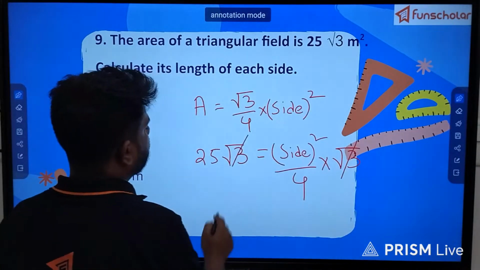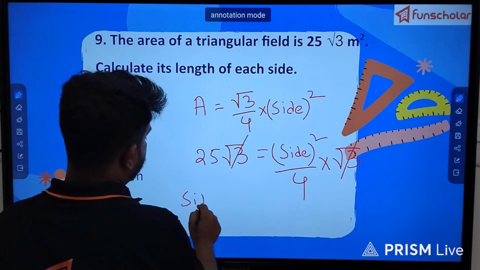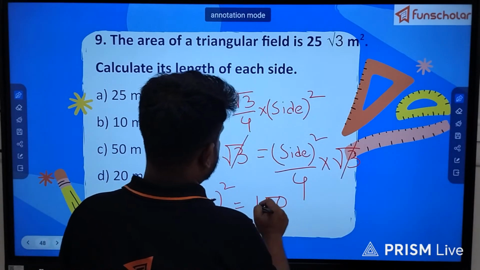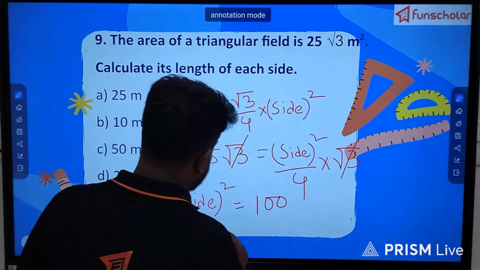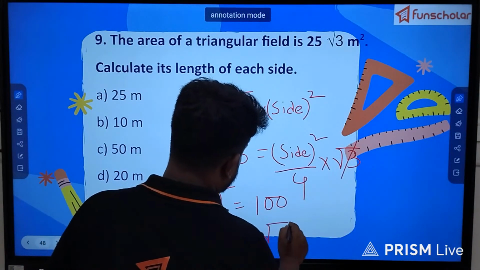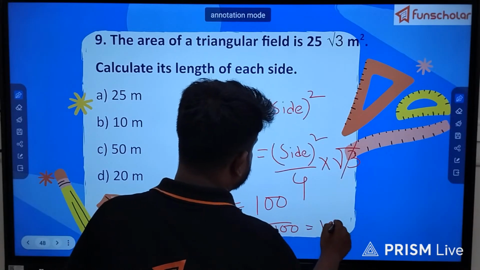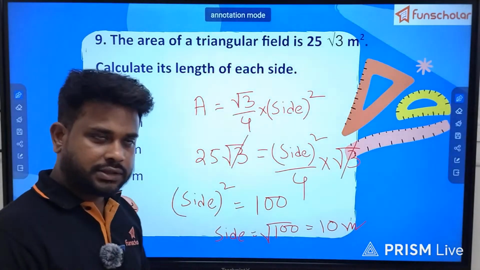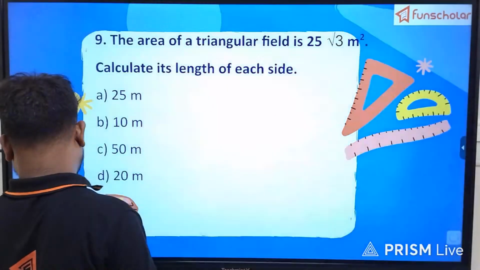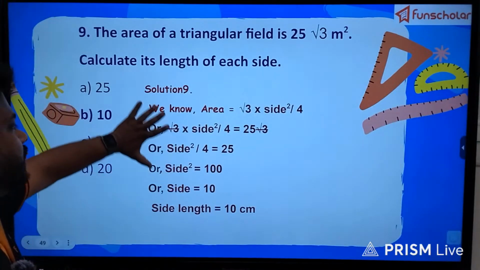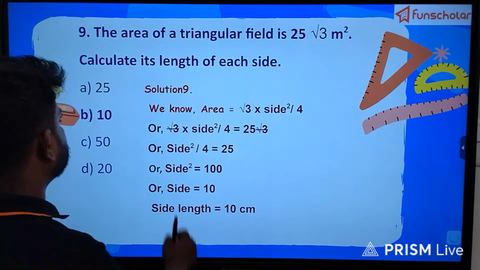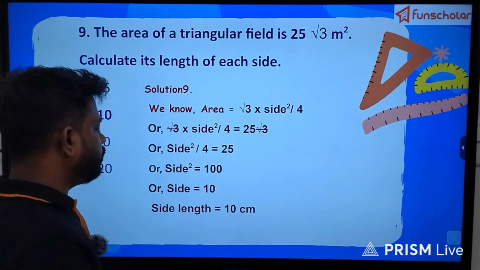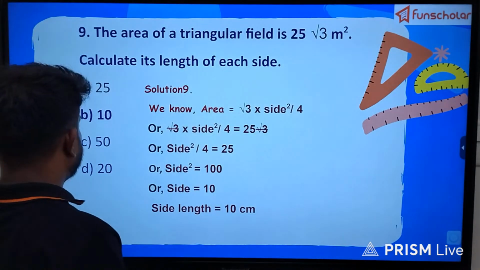So root 3 and root 3 will get cancelled and we will have side square equals 100. From this point we can find the side equals the square root of 100, and the answer will be 10. So 10 meter will be the answer. Okay. Yes, they have done it like this as well. They have also cancelled root 3 in both sides and found the length, that is 10 centimeter.